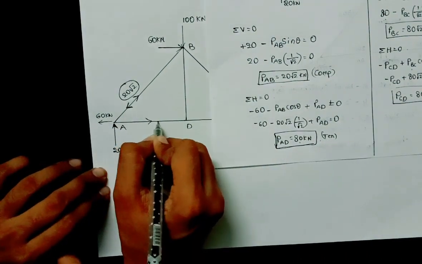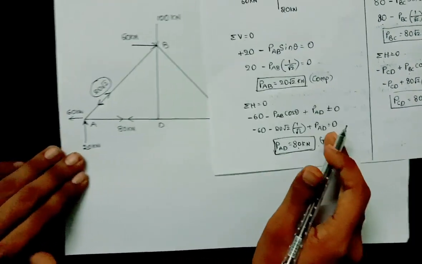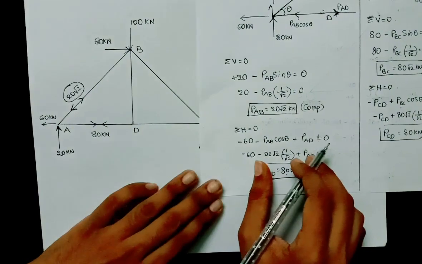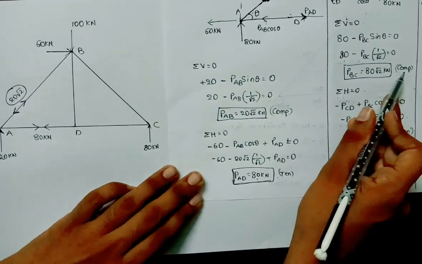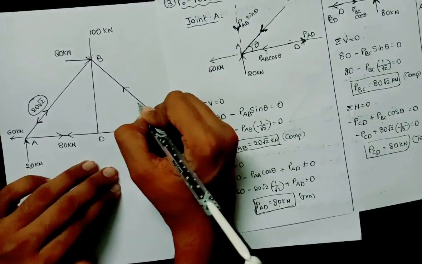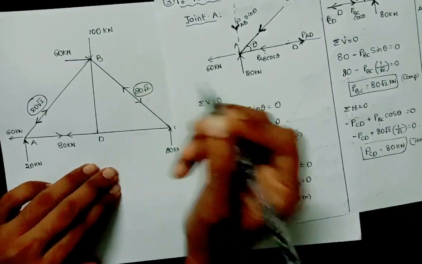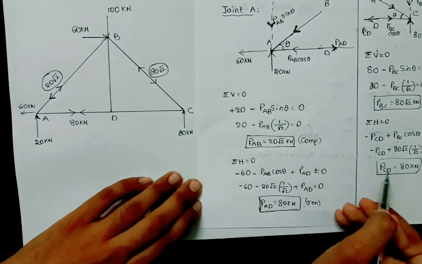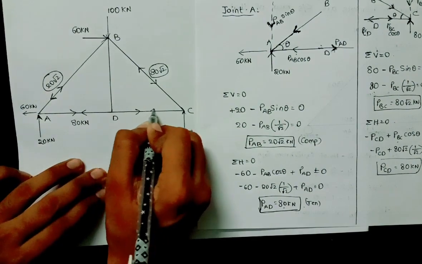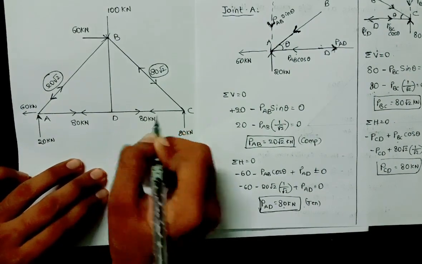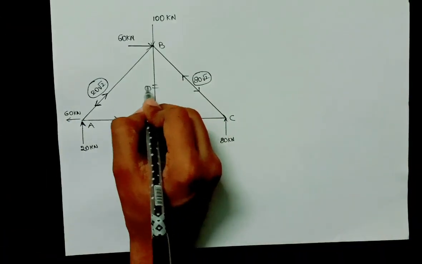Tensile force means the arrows must be towards each other, 80 kilonewton. And next member is PBC, 80 root 2 compression. So the arrows must be away from each other, 80 root 2 compression. So next one is PCD, 80 kilonewton. So this one is in tension, so arrows must be towards each other, 80 kilonewton. And we got PBD as equal to 0. So this one is equal to 0.